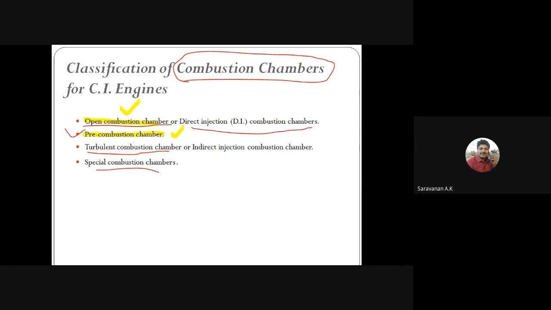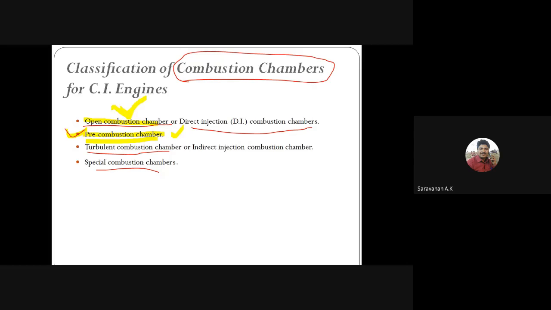While explaining the fuel nozzle, that is the injector, we had four types of nozzles: single hole nozzles, multi hole nozzles, spindle nozzles and Pintle nozzles. The single hole and multi hole nozzles are used in the open combustion chamber, and the Pintle nozzle is used in the pre-combustion chamber. I already told that, just to help you remember.